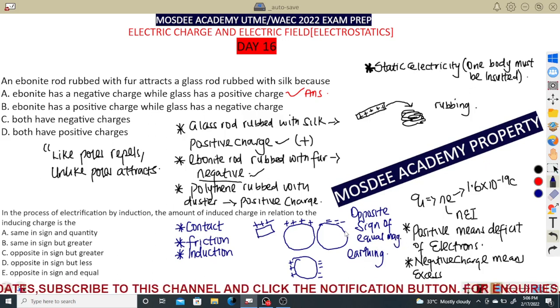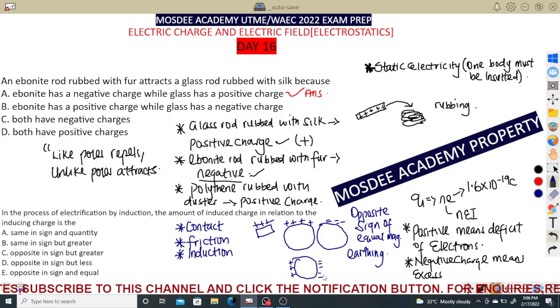So always keep it in mind that if you are charging by induction, the signs are not going to be the same. Like I told you, each body has a tendency of both positive and negative. If the negative takes over, then the positive will move to the other one that is in contact. And the last point is you just separate. This is the method we use.